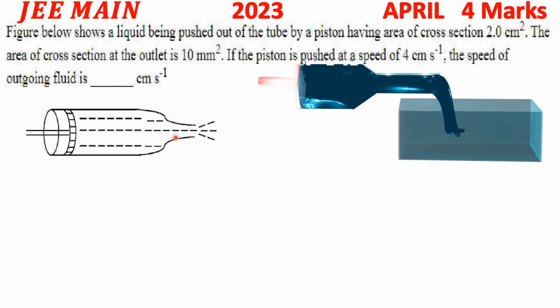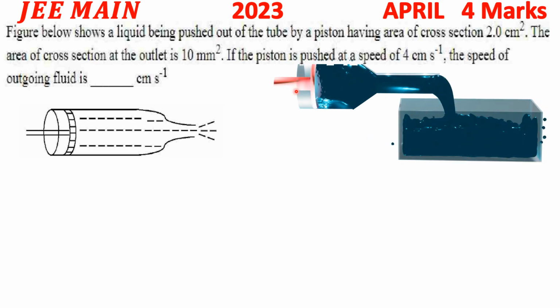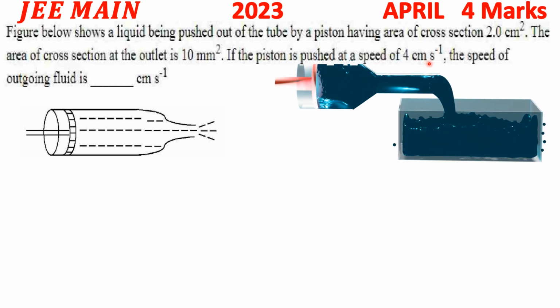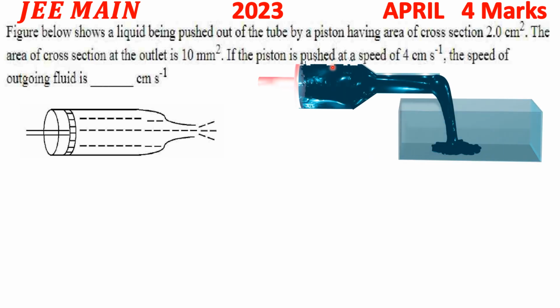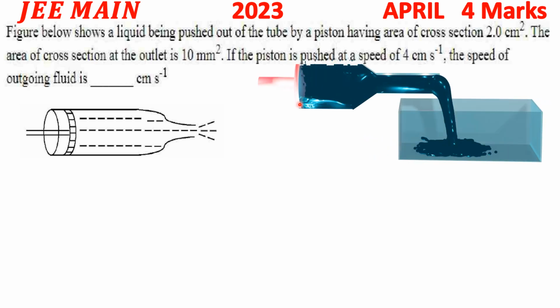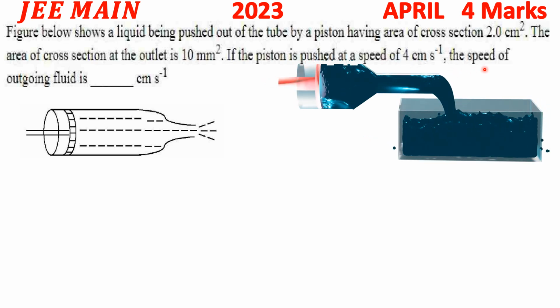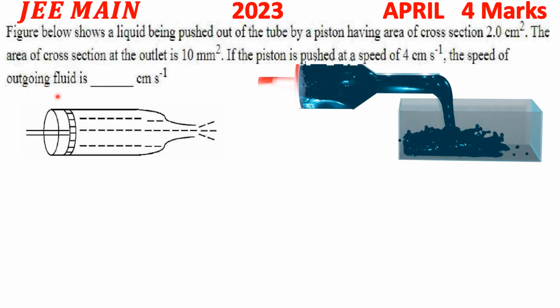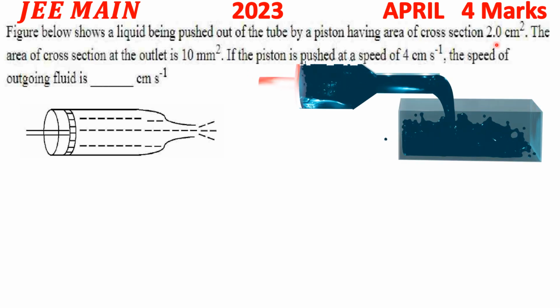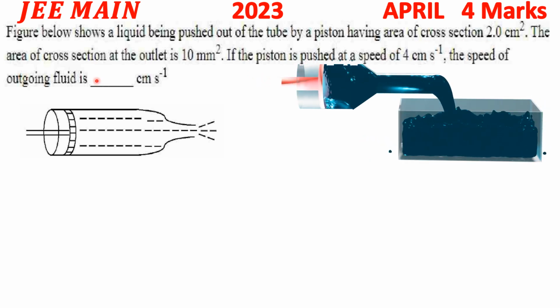The animation of this experiment is shown here. Here the speed of the piston is given, that is 4 centimeter per second. This value we can consider as the speed of fluid at the inlet. The question is the speed of outgoing fluid. What is the value of the speed of outgoing fluid? Cross section area of the inlet is given and the cross section area of the outlet is given.